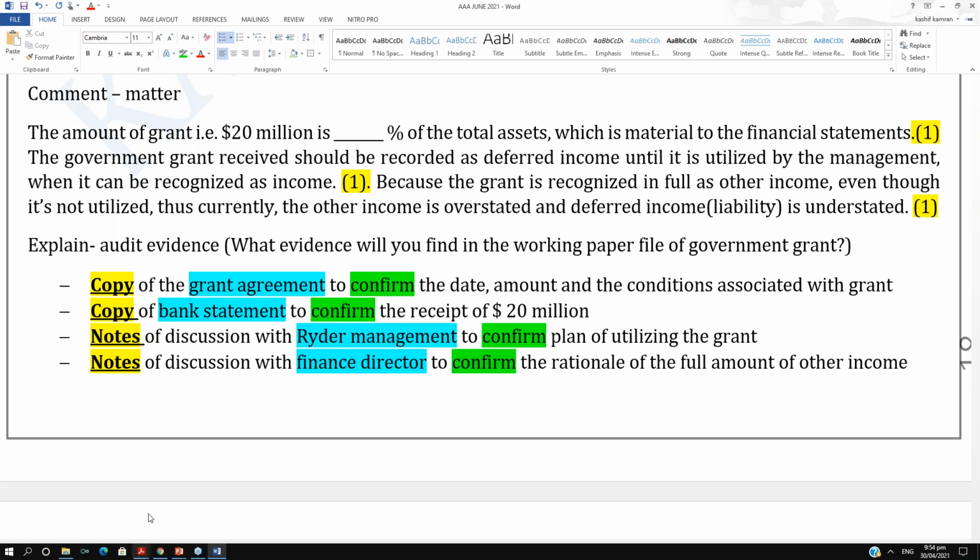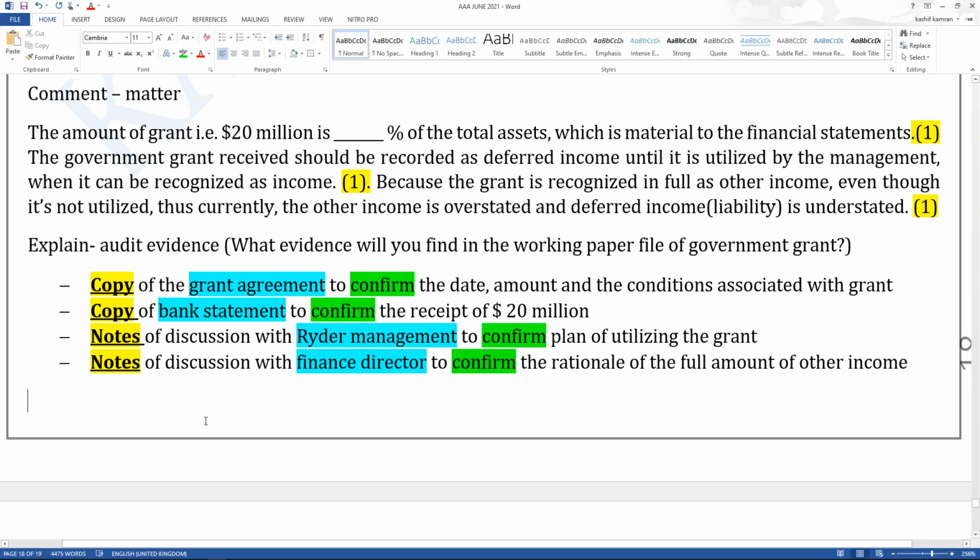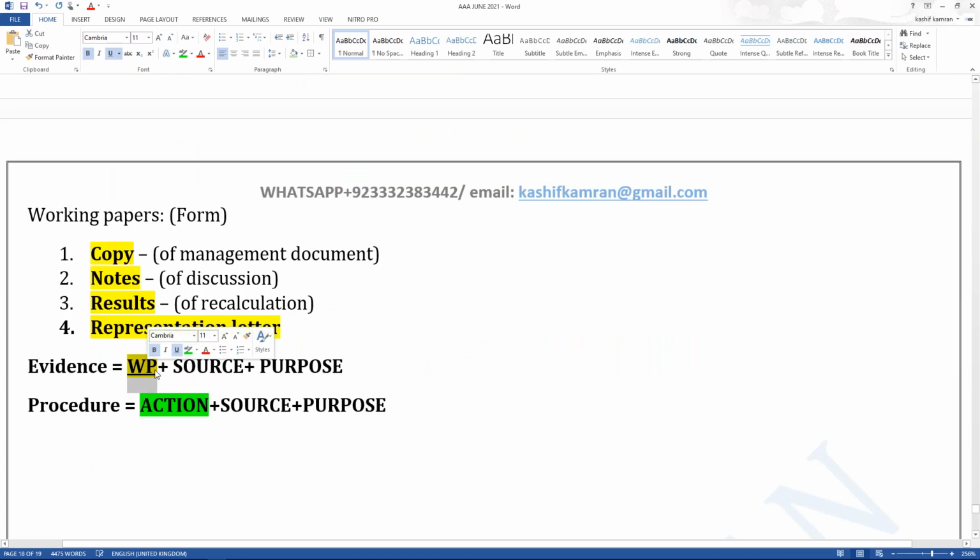So again, it's the same way. You have the copy, you have the working paper in yellow, you have the source in blue, and you have the purpose in green. And the same way goes with procedure. In procedure, you have the action in yellow, you have the source in blue, and you have the purpose in green.